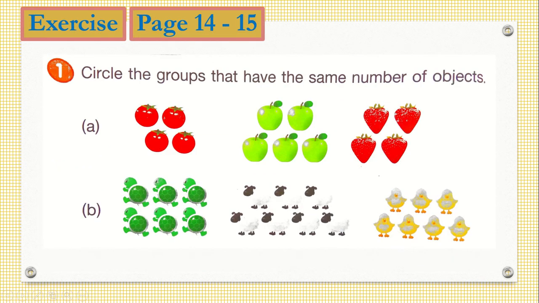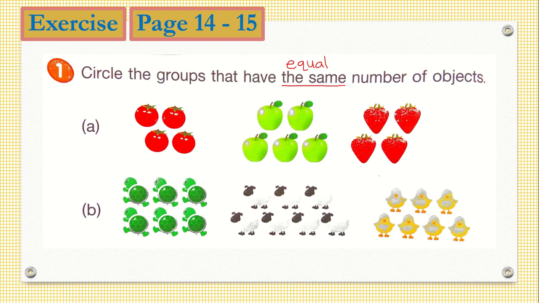That's great. Okay, now go to page 14 up to 15. Then you do the exercise. Part 1. Circle the groups that have the same number of objects. Remember, the same. The same means equal. Okay? The same number of objects.